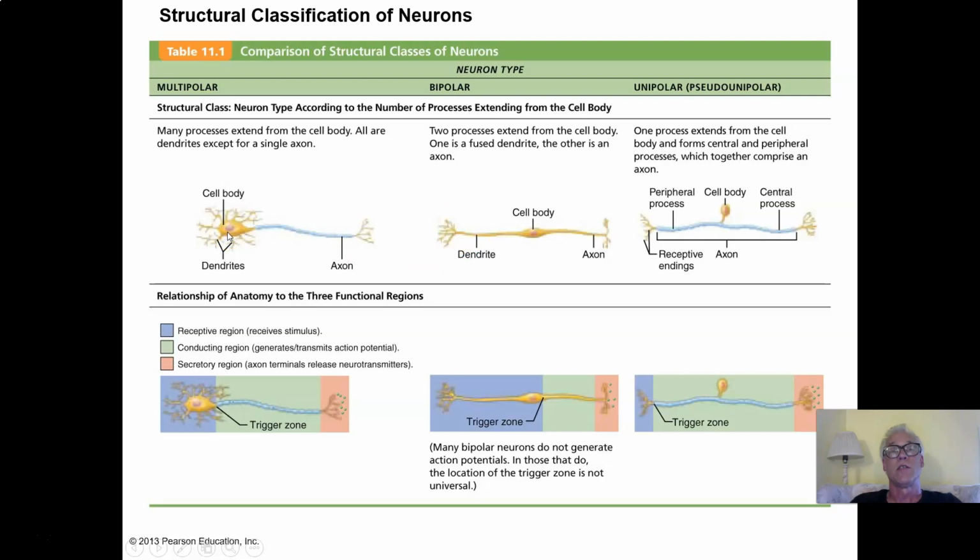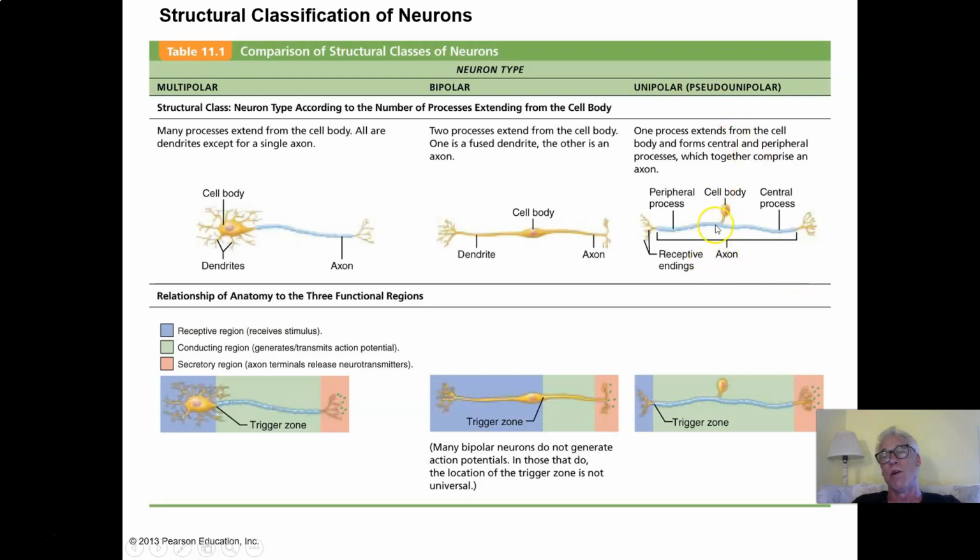Let's quickly say a little bit about where we may find them. Multipolar neurons are all of the motor neurons. I guess we'll probably see that in the next slide. And all of the interneurons. We'll say more about that. Okay, let's look over here at a unipolar neuron.